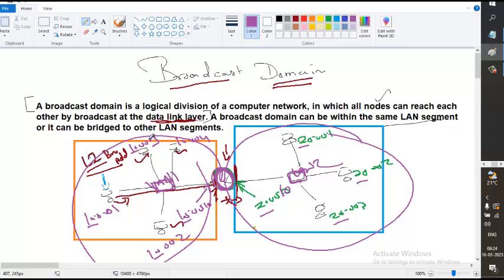So when we say one broadcast domain, what does it mean? It means one local area network, LAN. What is one LAN? The members of the same network form one LAN, one local area network. Here I have two networks, two LANs. Intercommunication between the LANs is only possible with the help of a router.